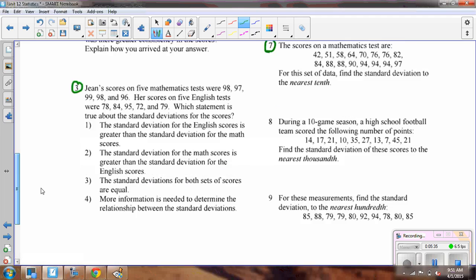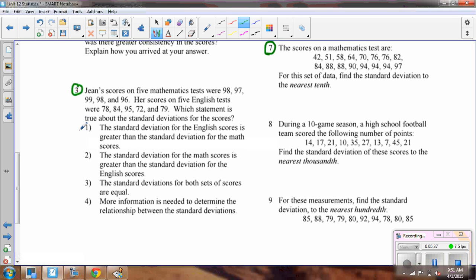But let's take a look at number 3. Jean's scores on 5 math tests were 98, 97, 99, 98, and 96. Her scores on 5 English tests were 78, 84, 85, 72, and 79. Without using a graphing calculator, because most of you don't have one right now, which statement is true about the standard deviations for the scores? It doesn't say without using a graphing calculator, but I will let you know that you could do this without it.